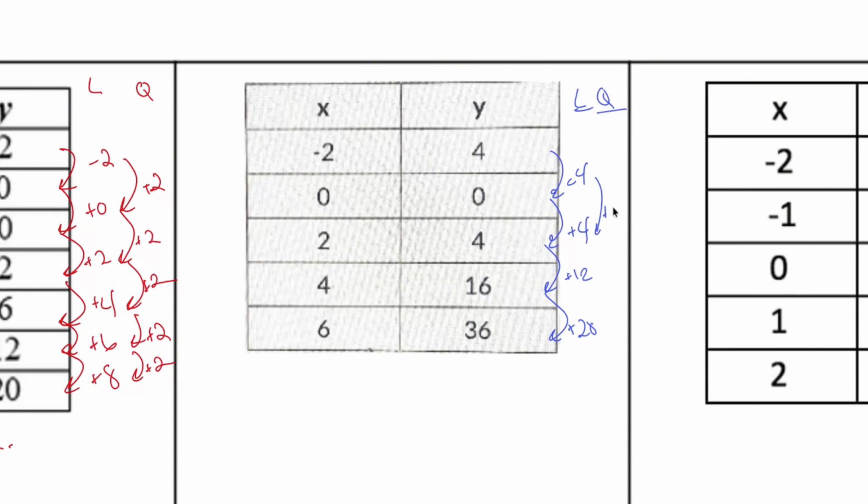You go up by 8. You go up by 8. You go up by 8. So it is quadratic. Is it concave up or concave down? Since the rates of change are positive, this is concave up again.